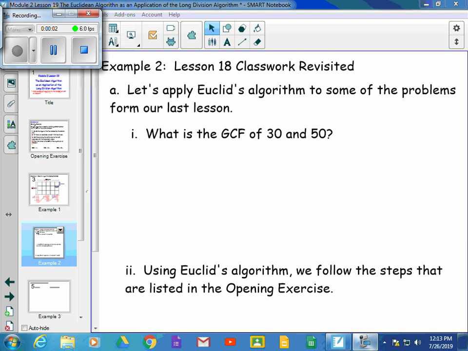Let's move on to example 2. So let's apply Euclid's algorithm to some of the problems from our last lesson. It asks us in the first part, what is the greatest common factor of 30 and 50?